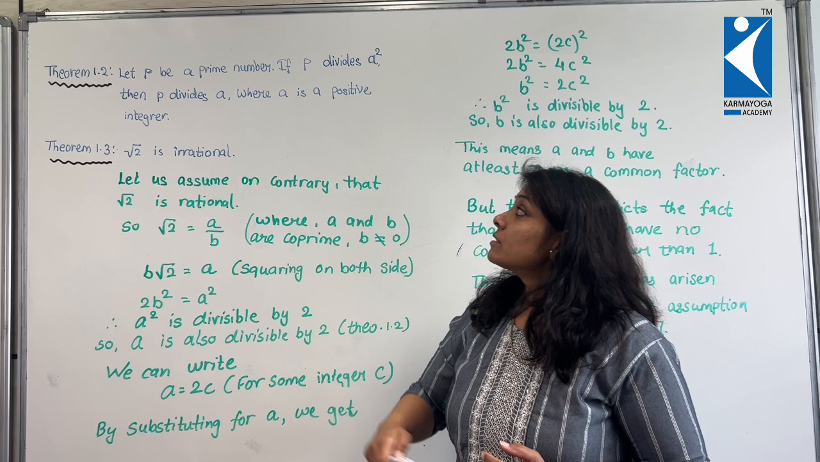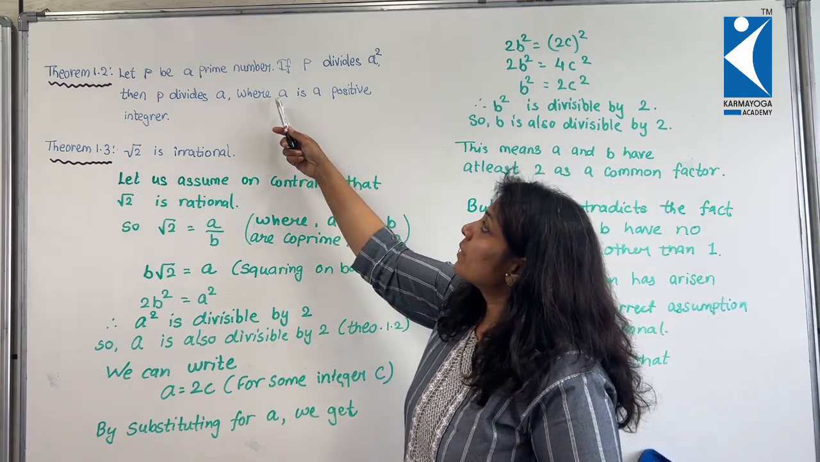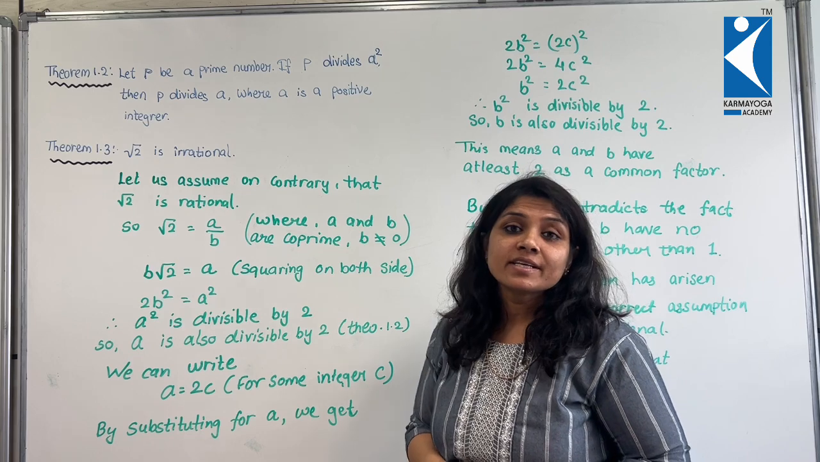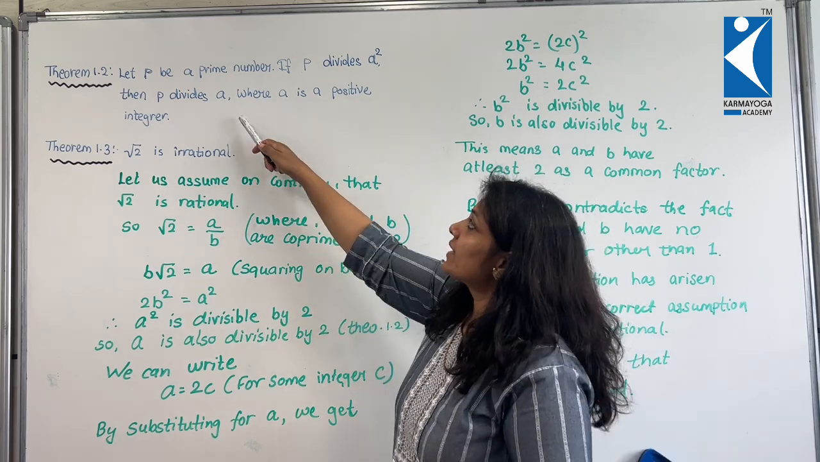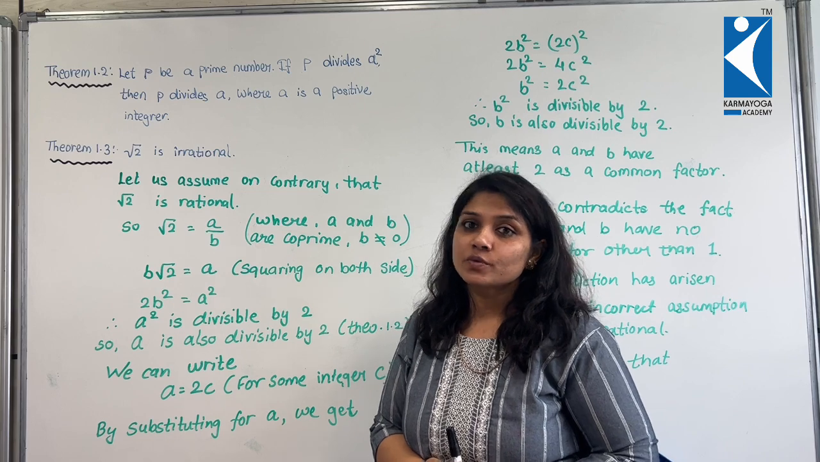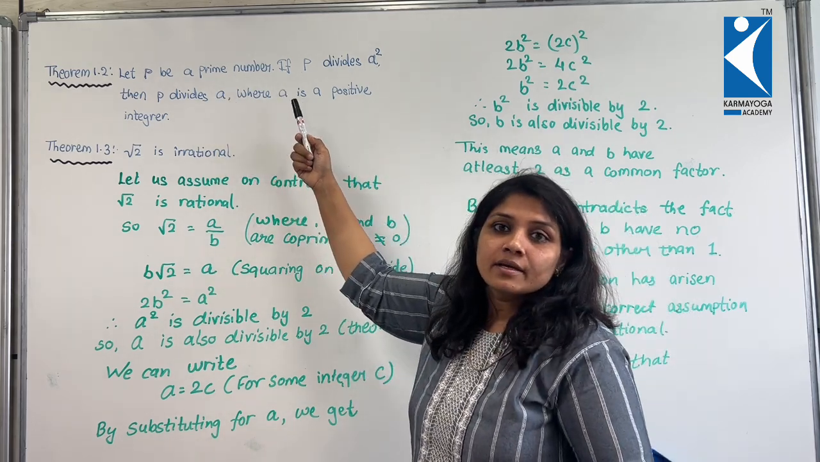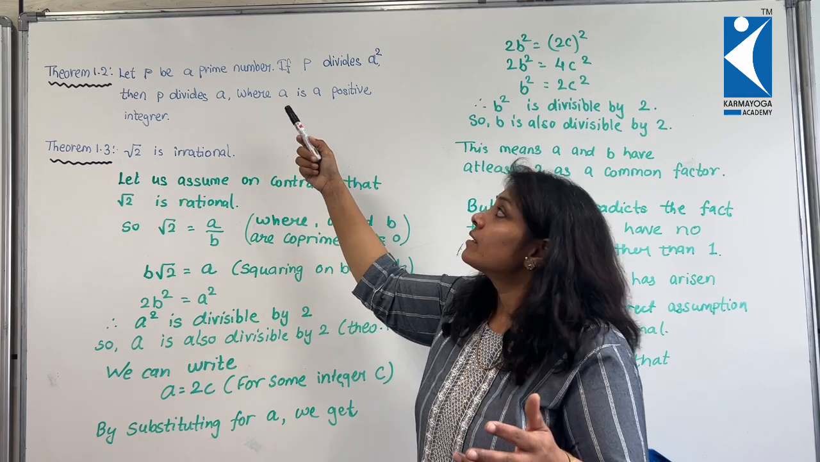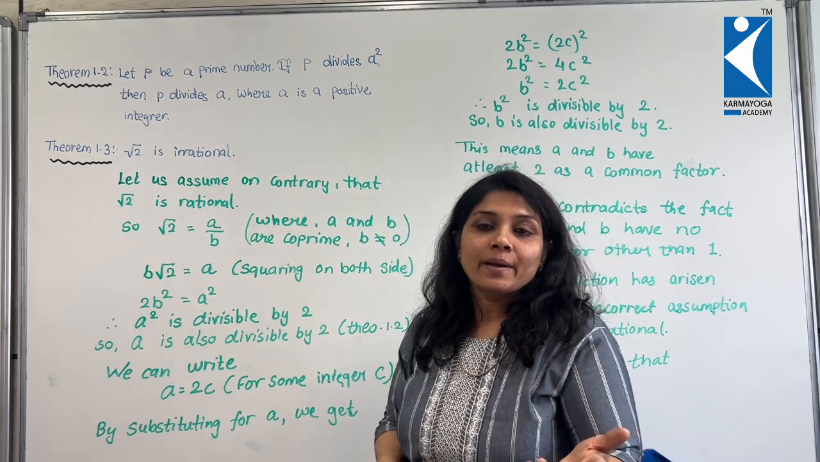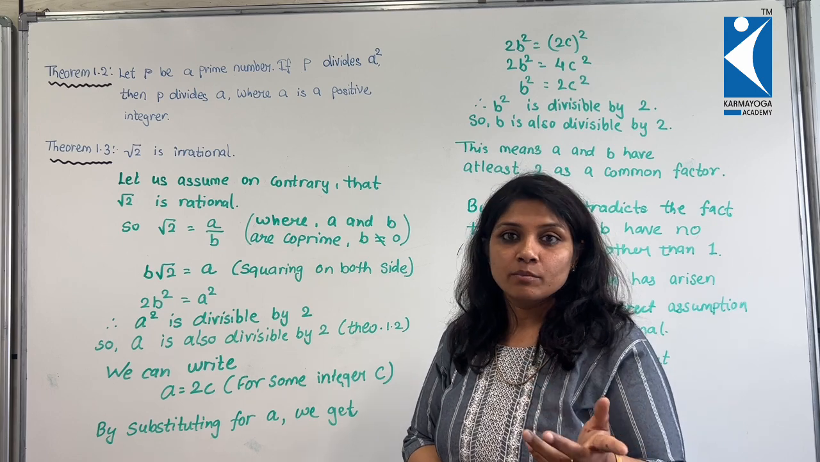So let's start. Theorem 1.2 is: let P be a prime number, and if P divides A square, then P divides A, where A is a positive integer. Okay, so what it is saying is that P is a prime number. We know prime numbers like 2, 3, 5 which have only two factors, one and the number itself.